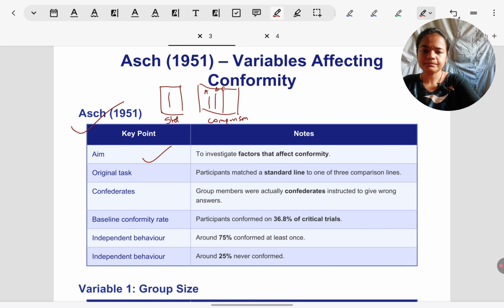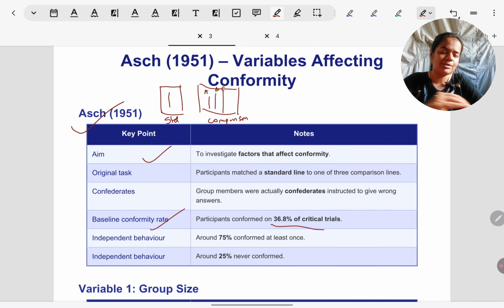What Asch found is, many times participants did give the right answer, but many times they did not. Many times they just said whatever the majority was saying, even though the answer was very obvious. So he found that on as many as 36.8% of all the trials conducted, the naive participant would give the wrong answer.